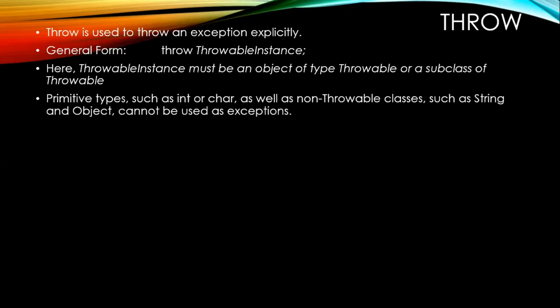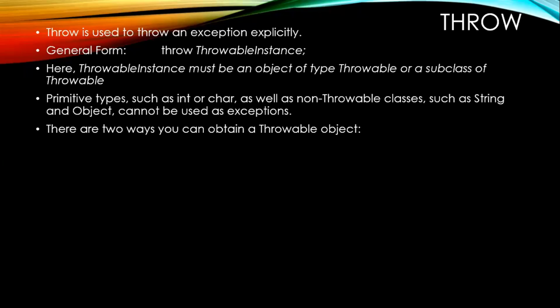Primitive types such as int or char, as well as non-throwable classes such as a string and an object, cannot be used as exceptions, right? You cannot write throw new some object. You cannot say any object. So you cannot write throw new some string. It cannot be written. It is saying that it should be only subclasses of throwable, and the object should be of a throwable type only. So none of the primitives or classes such as string or arrays can be used as these throwable objects. Clear?